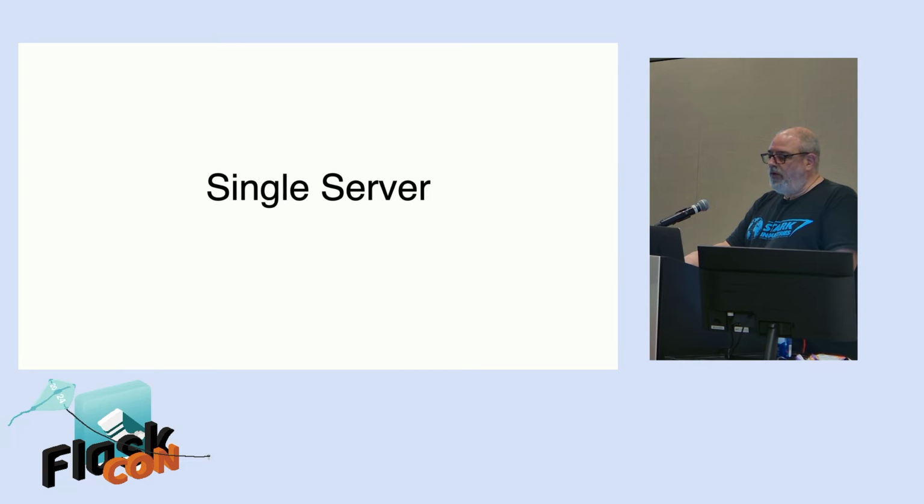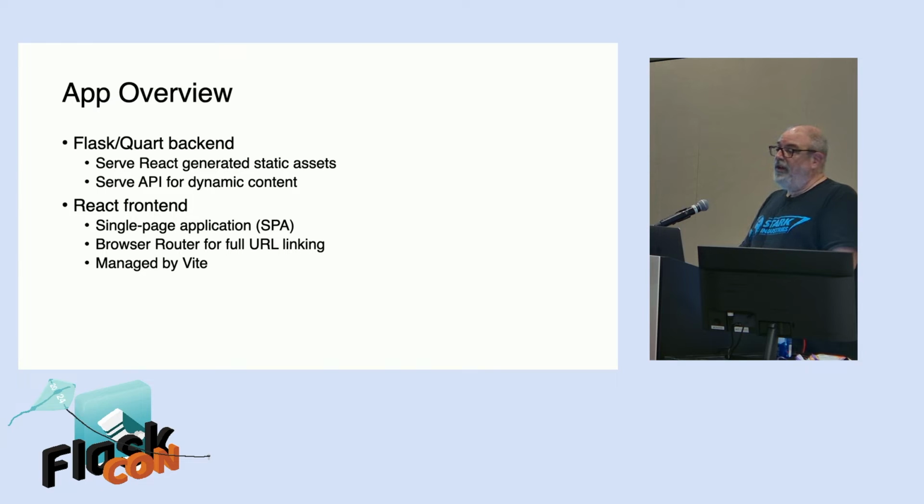So what that brought us to is a single application with a Flask. Again, ours is Quart, but it doesn't matter. And it serves React-generated static assets, right? So Flask can serve static assets, right? If you've ever done a website using Flask, you served a static asset. And so it's no different serving a single page app as it is just serving HTML and JPEGs and PNGs and CSS. And it serves an API for dynamic content. And then the React front end is the single page app.